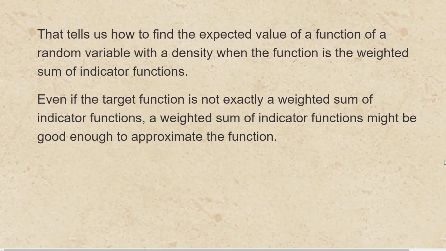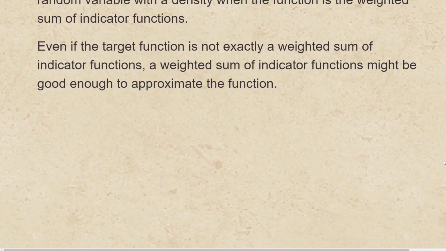That tells us how to find the expected value of a function of a random variable with a density when the function is the weighted sum of indicator functions. Now, even if the target function is not exactly a weighted sum of indicator functions, a weighted sum of indicator functions might be good enough to approximate the function.